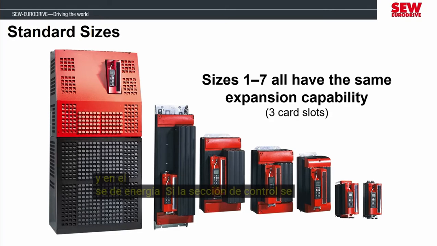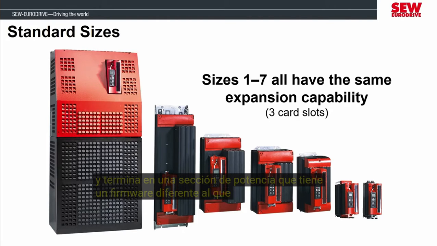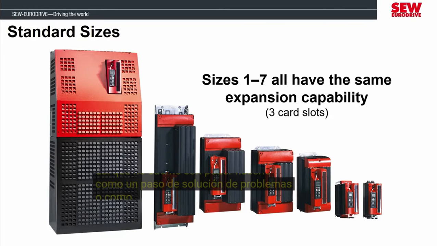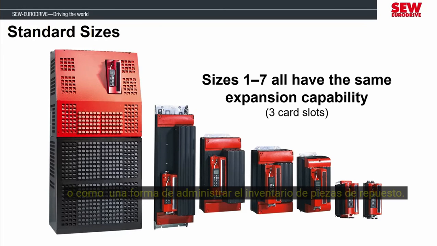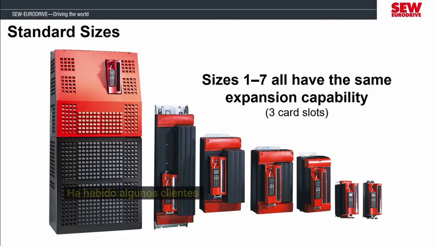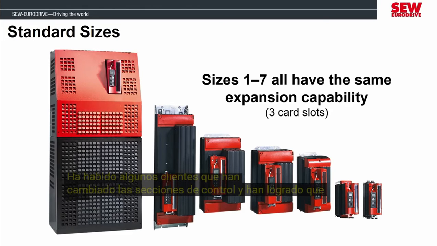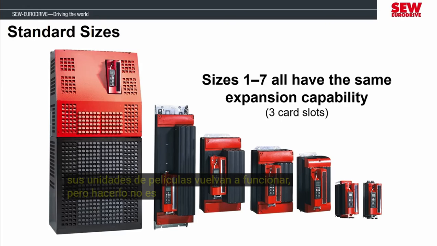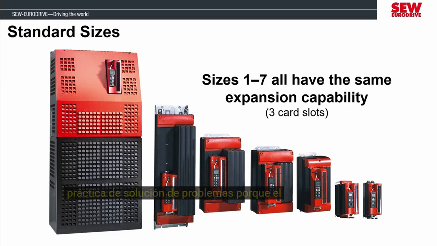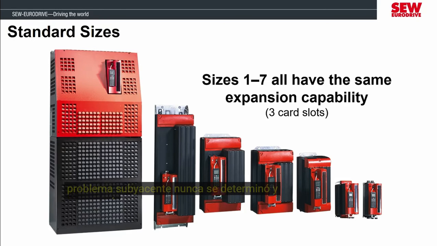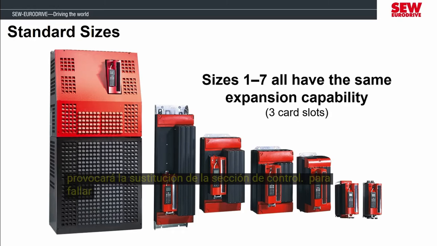If the control section is swapped around and ends up on a power section that has a different firmware than it expects, it can cause faults and be hard to diagnose. So don't count on being able to do that as a troubleshooting step or as a way to manage spare part inventory. There have been some customers that have swapped control sections and have gotten their MOVIDRIVEs to work again, but doing that isn't good troubleshooting practice because the underlying problem was never determined, and it will cause the replacement control section to fail later on.